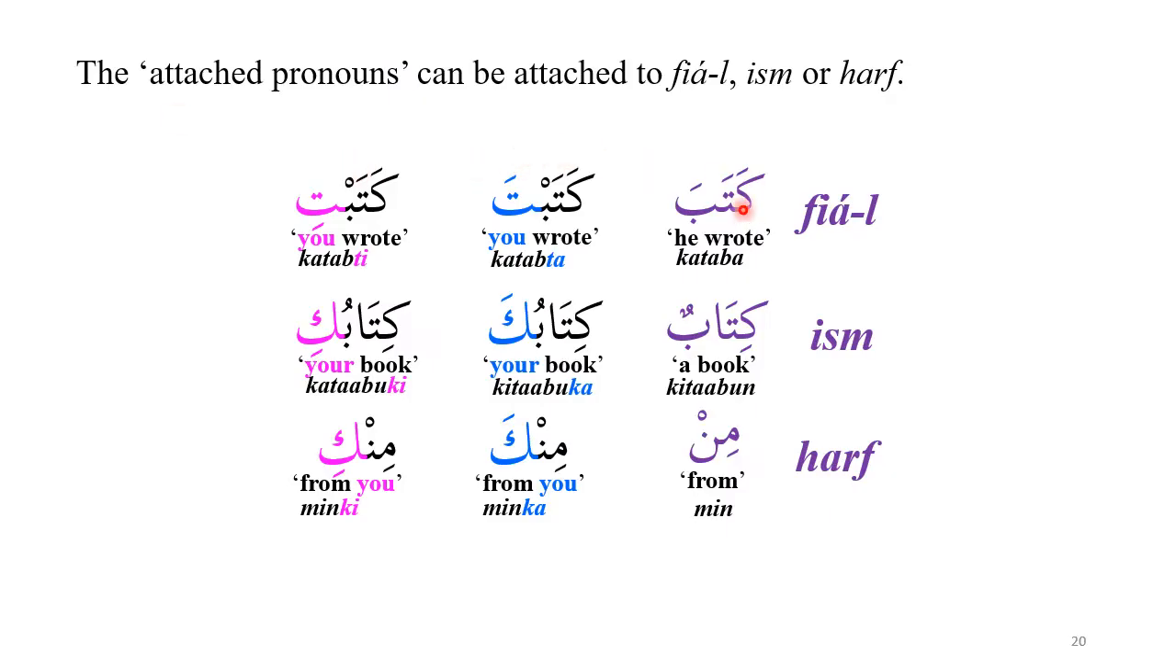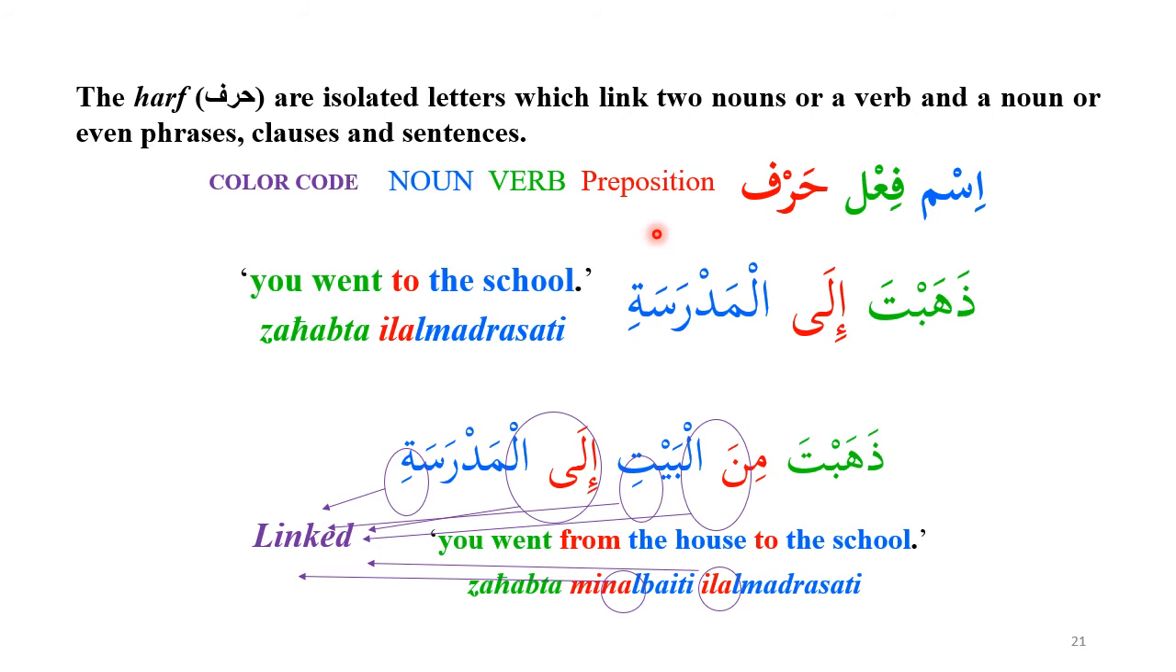These pronouns can be attached to both the fi'l, such as kataba, which means he wrote, and it can be attached to the ism as well, such as kitabuka, or it can be attached to the harf as well, such as minka. And the harf is to link between the ism and the fi'l. So dhahabta ilal madrasati means you went to the school, right? The ta means you. And see here the ila is linking, and this link is shown by the fact that it is pronounced ilal madrasati. So ilal madrasati is almost like one word, and so this linking shows that this verb is linked to the going to the school.